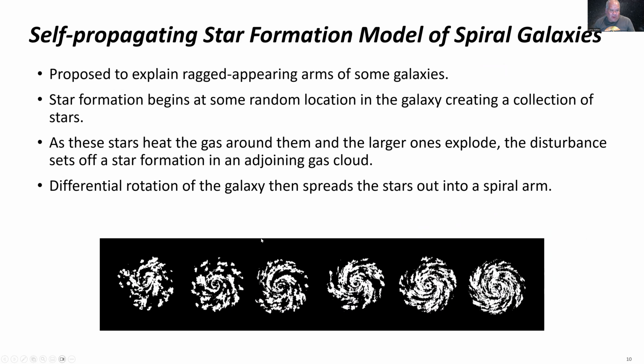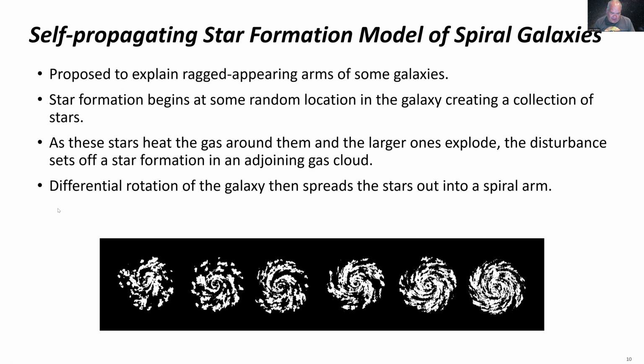And the idea is that at some point you have star formation beginning in the galaxy, and you make these new stars. And those stars keep the gas around them, and the larger ones explode. And this sets off star formation in another gas cloud nearby. So you have this kind of triggered wave of star formation. But these things are moving around the galaxy at different speeds. It's slower as you move away from the center, and that spreads these stars out into a spiral arm.